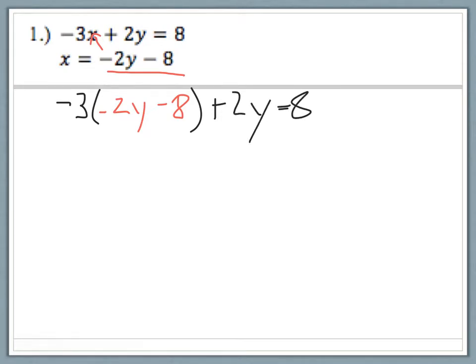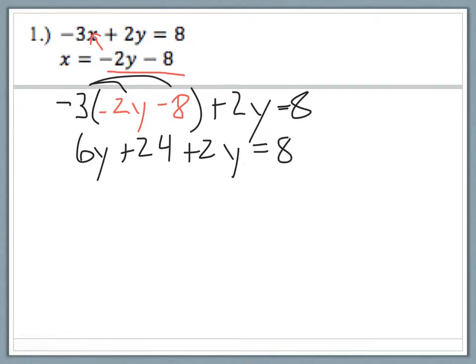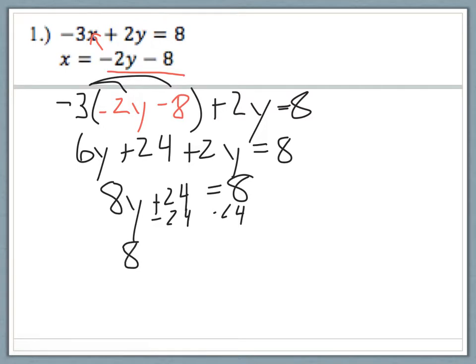Now we're going to go ahead and combine our like terms and solve for y. So we're going to distribute. So I have 6y plus 24 plus 2y equals 8. Now let's combine our y's. So I have 8y plus 24 equals 8. Subtract our 24. So I have 8y equals -16. Divide both sides by 8, so y is going to give us a -2. Okay, now I have y.